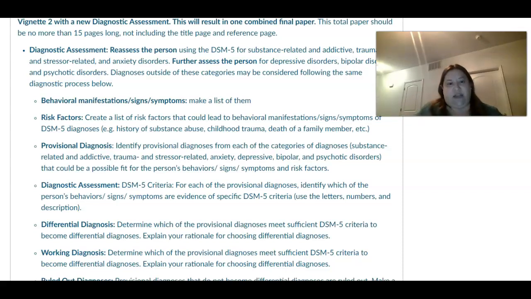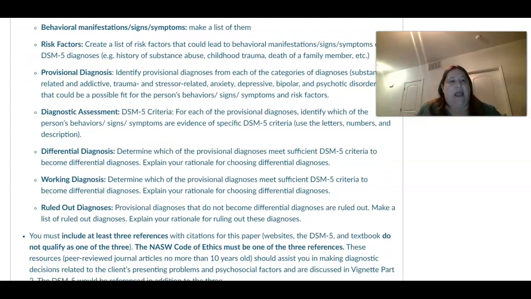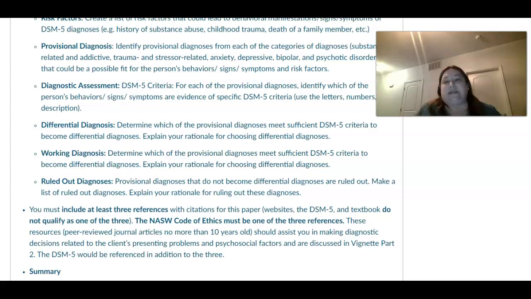Because this is the final vignette, instead you're going to determine which of the provisional diagnoses becomes the final diagnosis. You've already talked about it becoming a differential diagnosis, but now you're going to talk about how this could be the final diagnosis that you have, and why you think it could be that. And then what are your ruled out diagnoses, the ones that did not become differential working diagnoses? What are they, and what is the rationale for why they were not differential working diagnoses, okay?